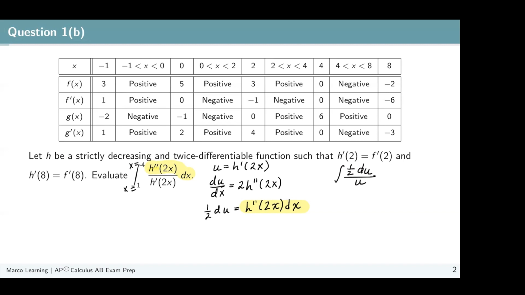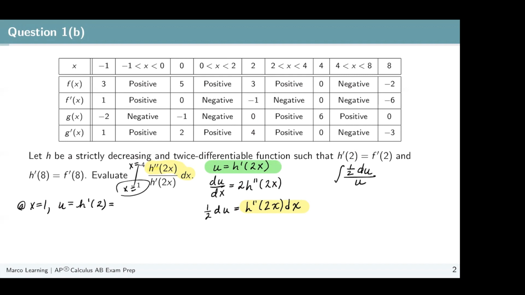So we have an option of converting our bounds in terms of u, or we can wait until the end when we get the u back out of the problem and then use the original 1 and 4. Let's go ahead and convert our bounds. So in order to do that, I'm using this equation that relates the u and the h prime. And I'm just going to start with this x equals 1. So when x equals 1, let's substitute 1 in for x. We get u equals h prime of 2.